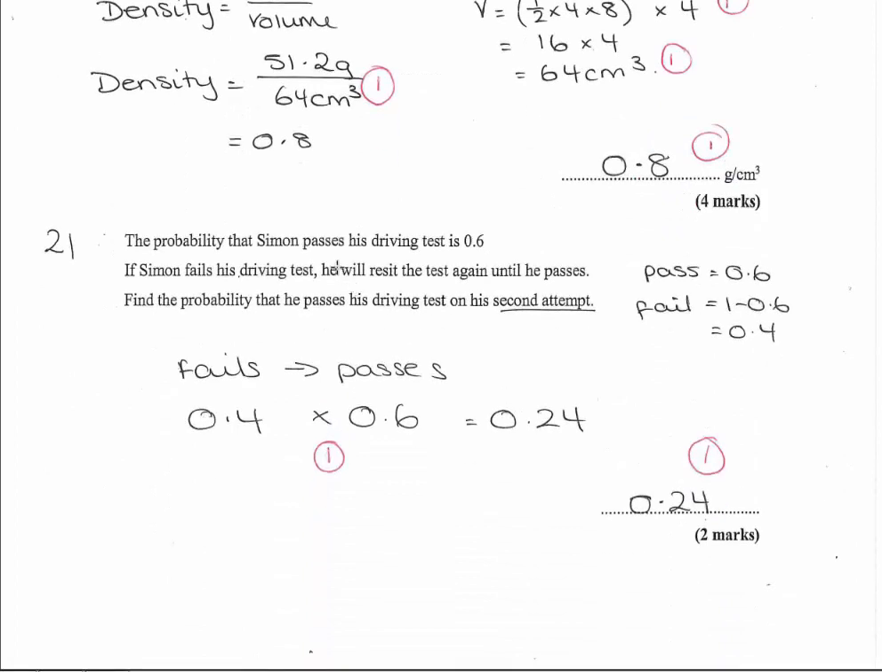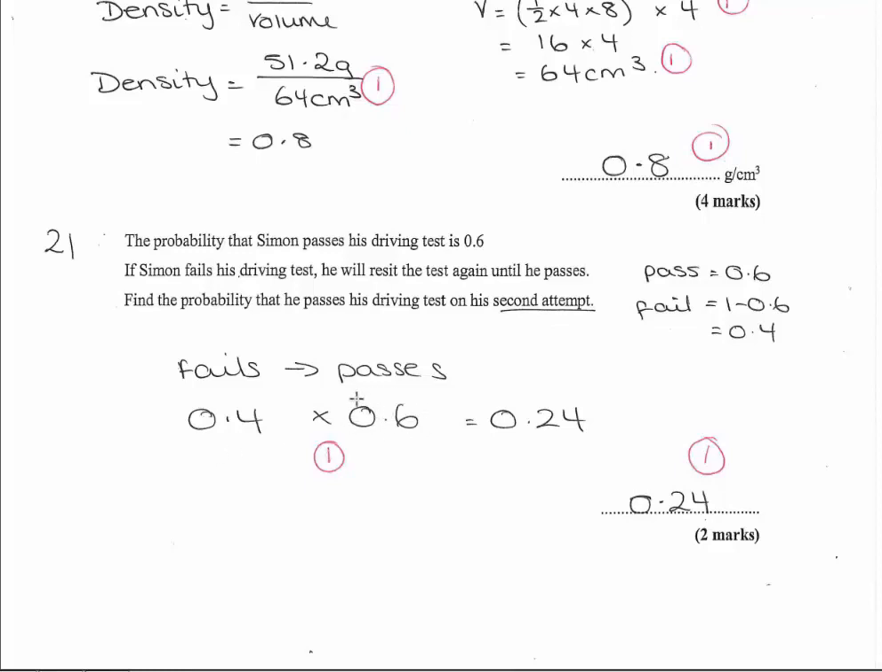The probability that Simon passes his driving test is 0.6. If Simon fails his driving test, he will resit the test again until he passes. Find the probability that he passes his driving test on his second attempt. So, how will that happen? Well, if he passes on his second attempt, it must have meant that he would have failed in his first attempt. So, you're looking for the probability that he fails his first attempt and, keyword, passes on his second attempt.